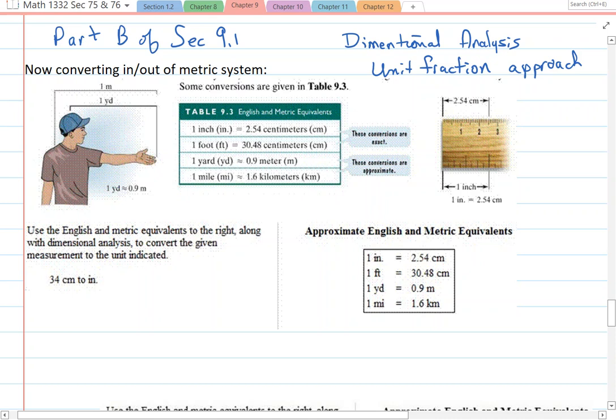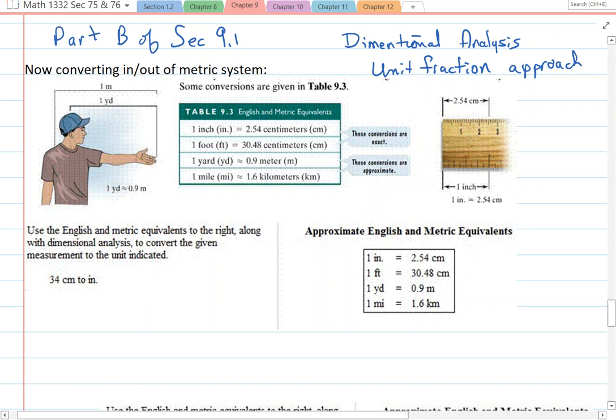And we have a table of references. The American 1 inch is equivalent to 2 and 54/100 centimeters. And these are approximations. 1 foot is 30.48 centimeters. 1 yard is 9/10 meter. 1 mile is 1 and 6/10 kilometers, whichever way you want to go.